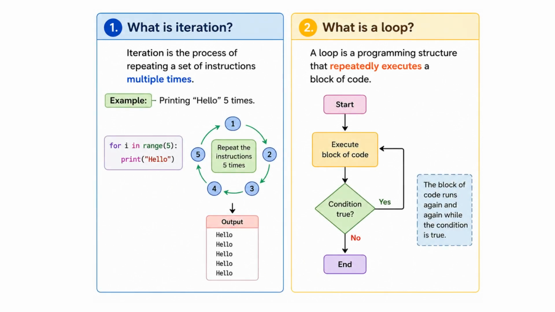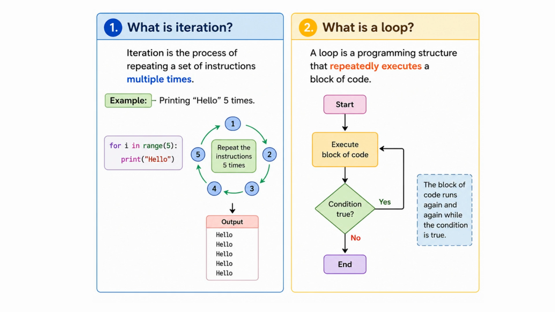The circular diagram illustrates how the computer repeats the same instruction again and again until it has completed all 5 repetitions. Remember this simple definition. Iteration is the process of repeating instructions multiple times. A loop is a programming structure that repeatedly executes a block of code.